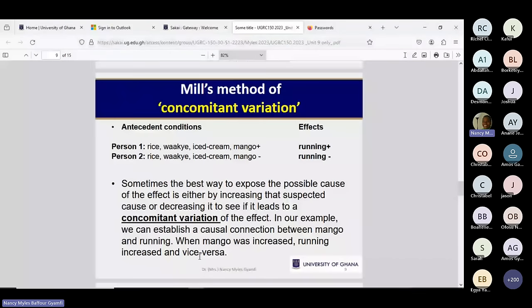So look at person one. We increase the mango. Why are we doing that? We want to see if it will lead to an increase in the running. Maybe morning, afternoon, evening, that is how she was using the loo. One tissue, then by the close of the day, she was running. But we want to see, if it's going bad, we can quickly mitigate it and restore.